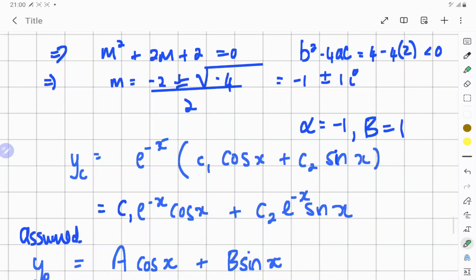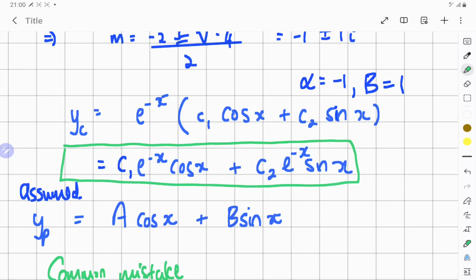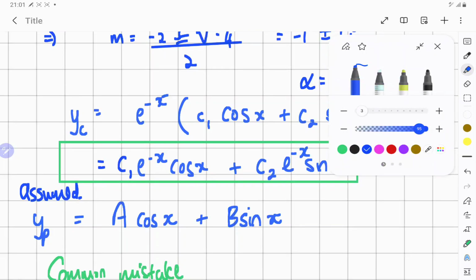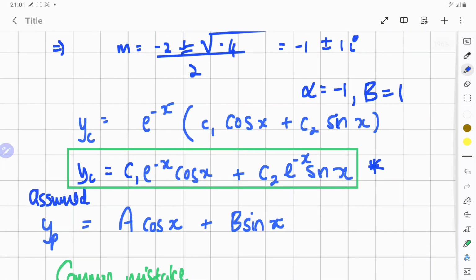So from the previous video, you know that your complementary function is then e to the alpha x, minus 1x, c1 cos beta x plus c2 sine x. Now again here, it is advisable, so you understand better, to multiply or distribute the e to the negative x in. So here we have our complementary function, and we're going to compare that later to our assumed particular.